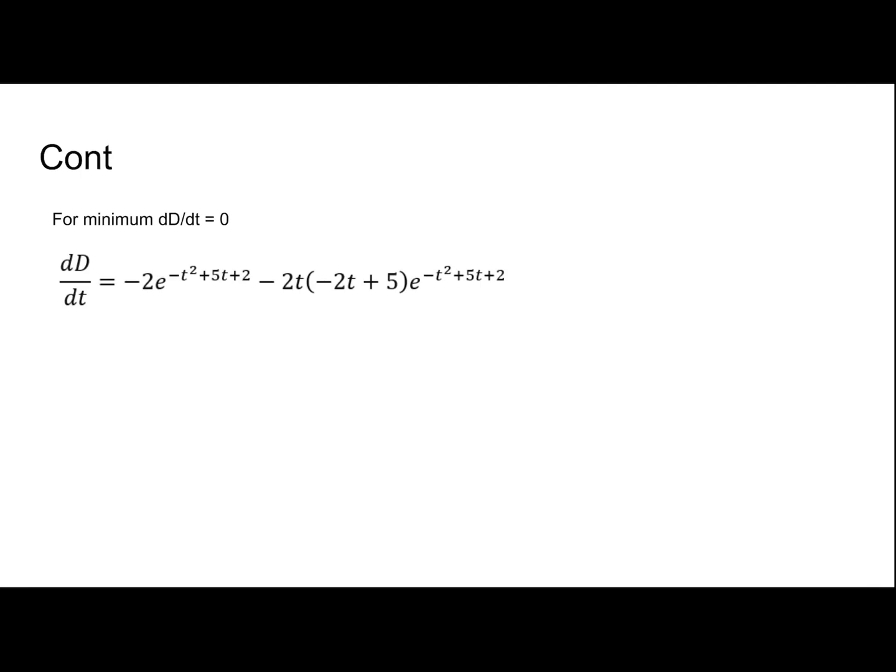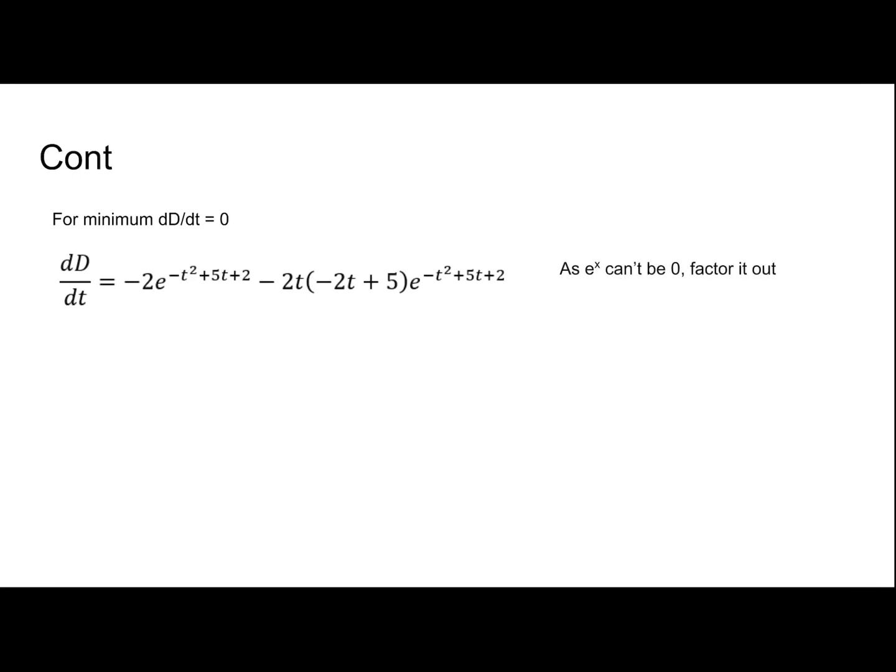So the derivative of negative 2t is just negative 2. So we have negative 2e to the power of negative t squared plus 5t plus 2. And we need to find the derivative of the exponential. The derivative of the power is negative 2t plus 5. So we're going to be taking that to the coefficient, multiplying negative 2t by negative 2t plus 5, and we'll get this equation here. Right, so we need to solve this equation for dd over dt equals 0.